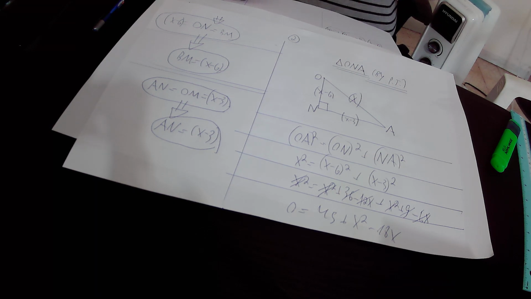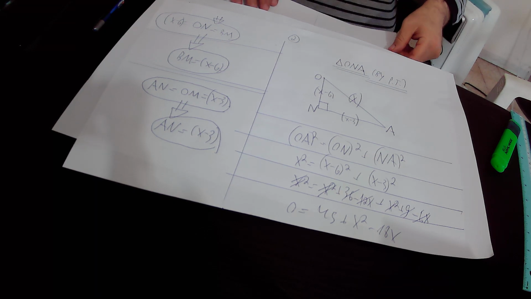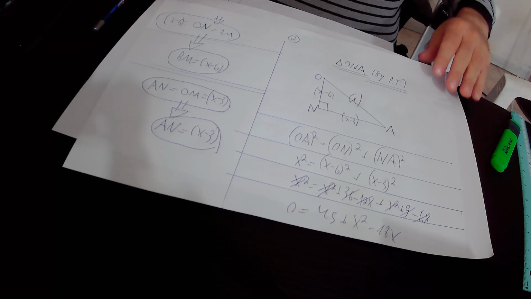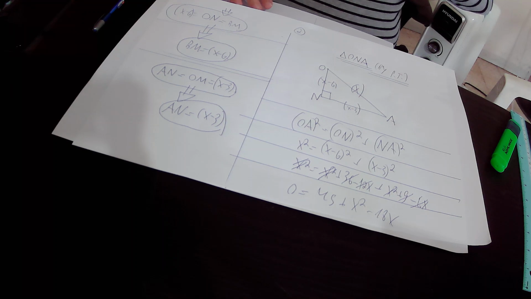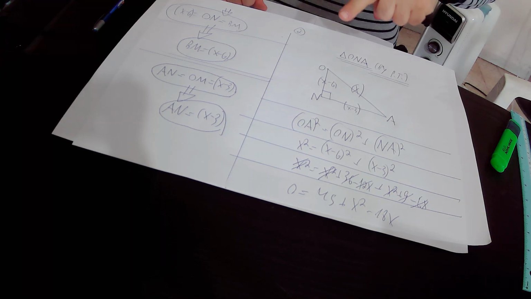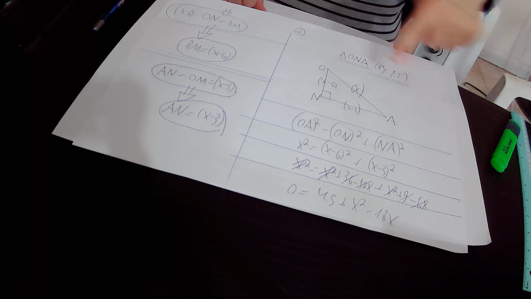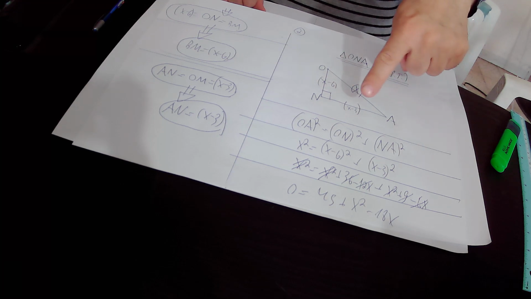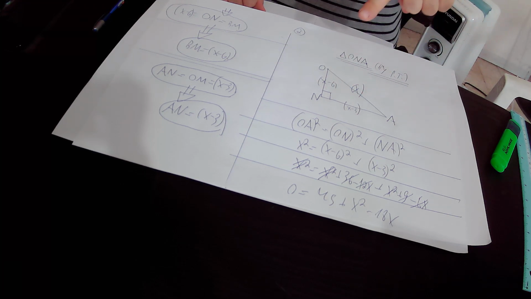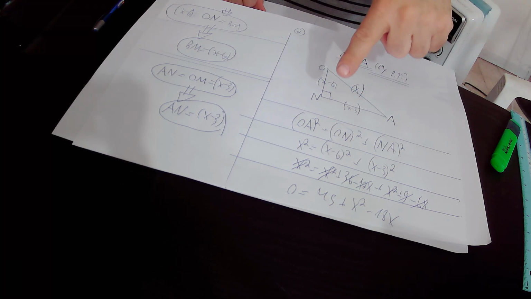According to the Pythagoras theorem, in a right triangle, the square of the hypotenuse is equal to the sum of the squares of the perpendiculars. So in the right triangle AON, AO squared equals ON squared plus NA squared. OA squared equals ON squared plus AN squared. OA is x, therefore OA squared is x squared.